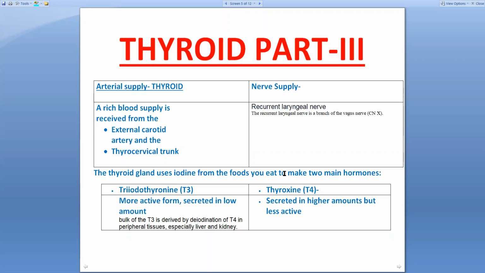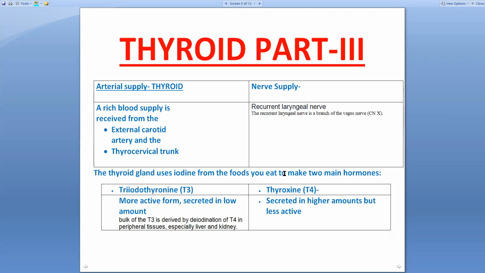The blood supply of thyroid gland. The arterial supply of thyroid is very rich as in other endocrine glands, and it is received from external carotid artery and from the thyrocervical trunk. Nerve supply. The 10th cranial nerve is vagus, and it has a branch called the recurrent laryngeal nerve. This recurrent laryngeal nerve supplies thyroid also.